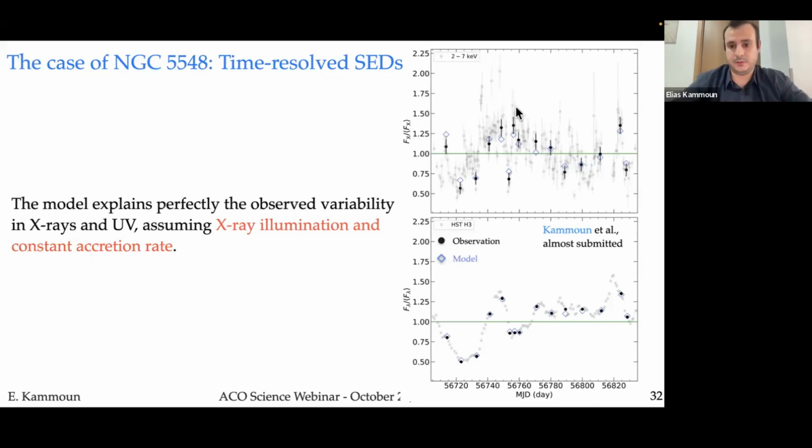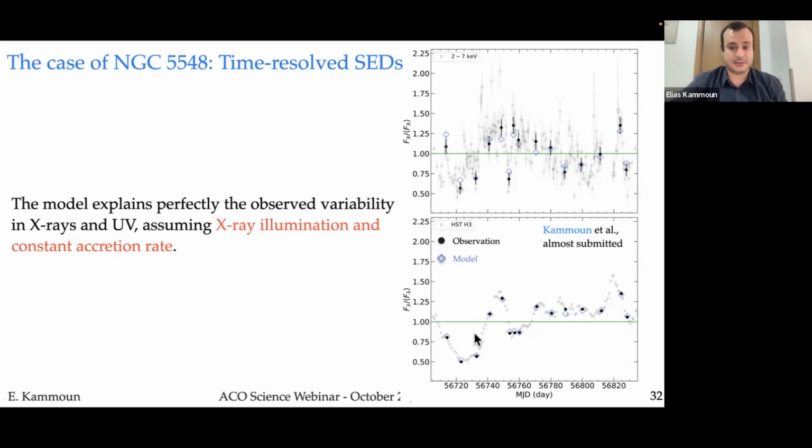Here I'm showing the UV X-ray light curve similar to before. This is one of the UV light curves. In black, there are the observations. These are in X-ray, the average. In UV, the observation at a given day. And the model is the diamonds. And you can see that we can perfectly recover all the variability, even the strong variability that can be seen here when the X-ray dropped and then goes back.